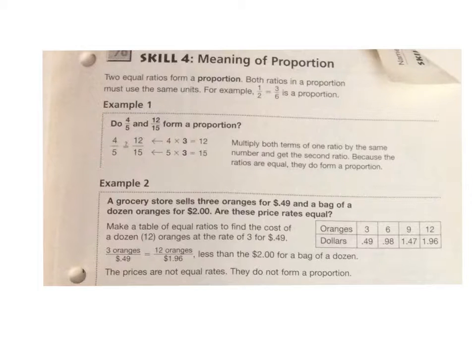For example, 1/2 is equal to 3/4. That means it is a proportion. Let's look at example 1. Do 4/5 and 12/15 form a proportion? Looking at the numerators, what times 4 would equal 12? 4 times 3 would equal 12. What times 5 would equal 15? 5 times 3 would equal 15.